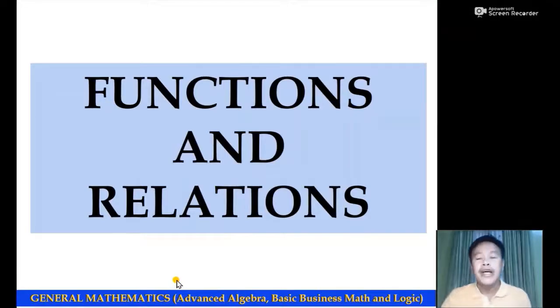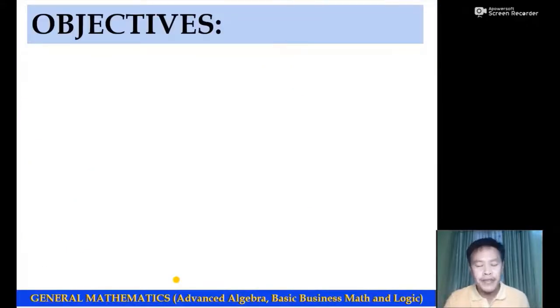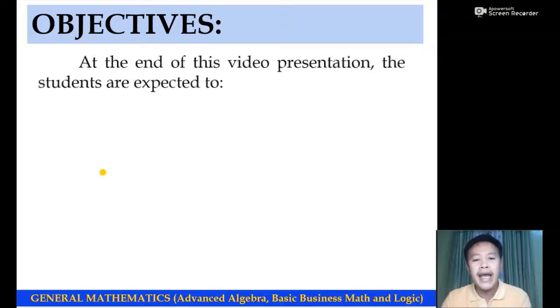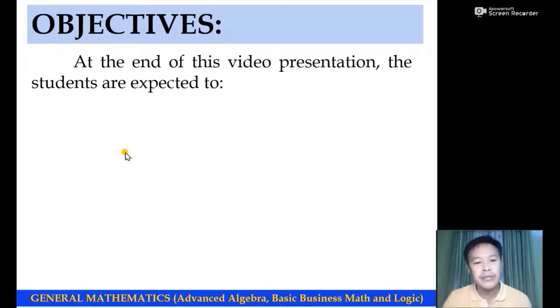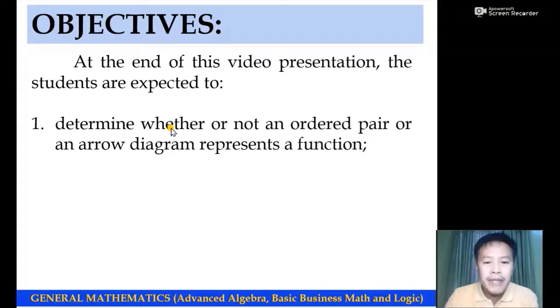2020-2021. This is our major topic for this video presentation, and this is talking about functions and relations as represented by different forms of representations. But prior to that, I am going to present to you the objectives of this PowerPoint presentation converted into video presentation. At the end of this particular video presentation, the students are expected to determine whether or not an ordered pair or an arrow diagram represents a function.